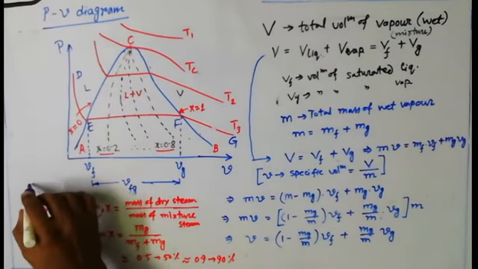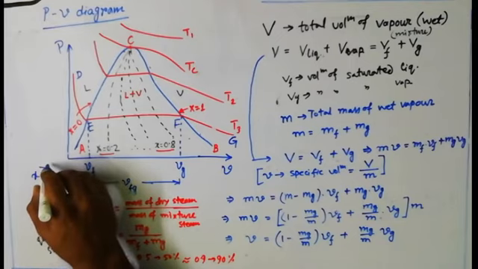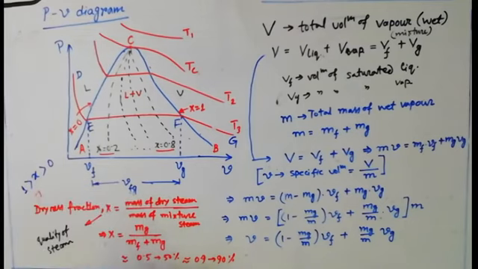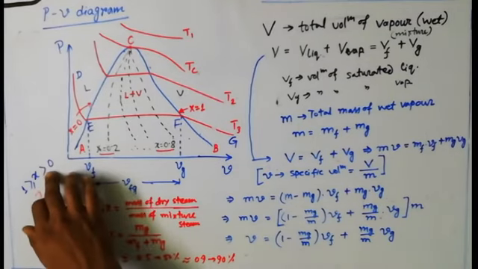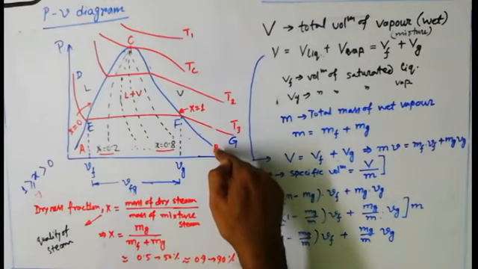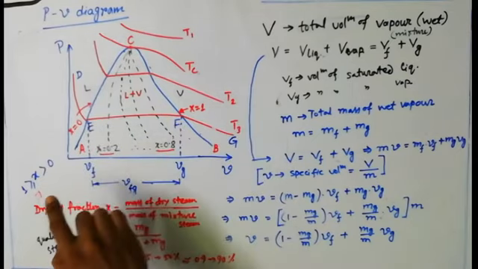Dryness fraction range, from here I can see it must be greater than 0, and it must be less than or equal to 1. Dryness fraction is 1 means complete steam, 100% steam is dry, and dryness fraction is 0 means there is no dry part. So greater than 0 and less than or equal to 1 will be the range of dryness fraction. Where is it 1? On that particular BC line. If it is close to BC, then the dryness fraction value will be higher.